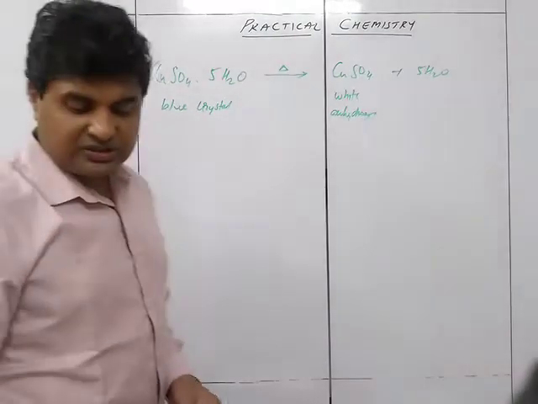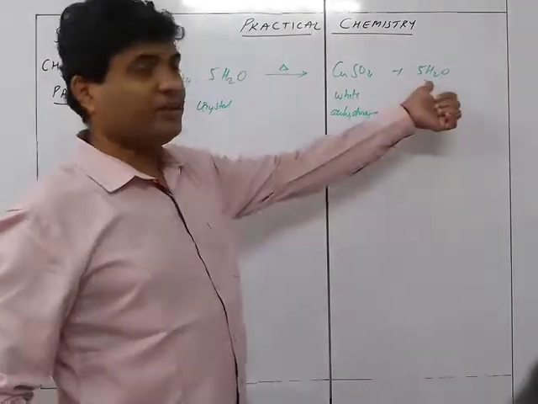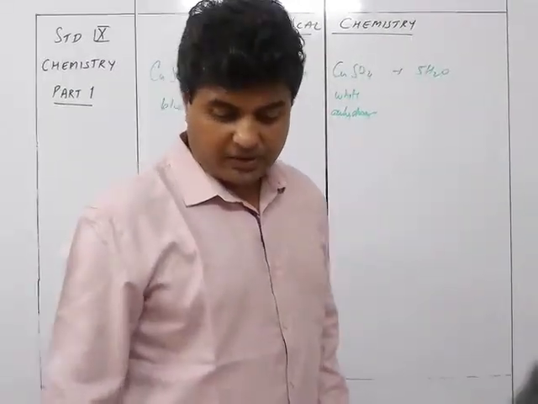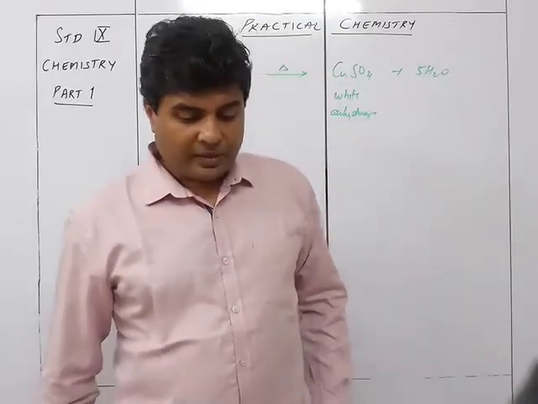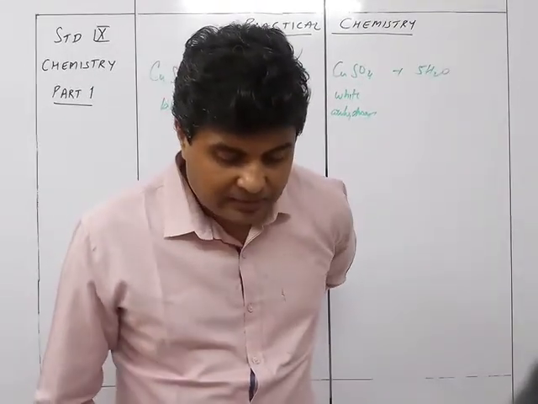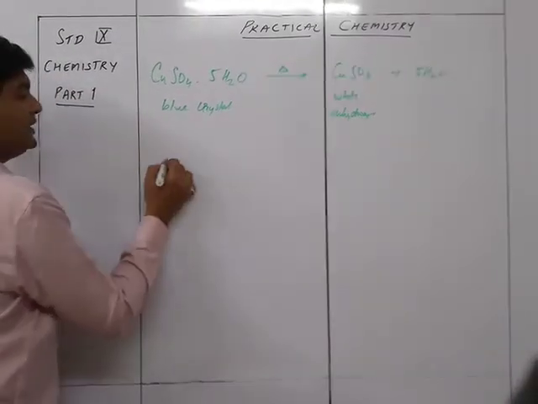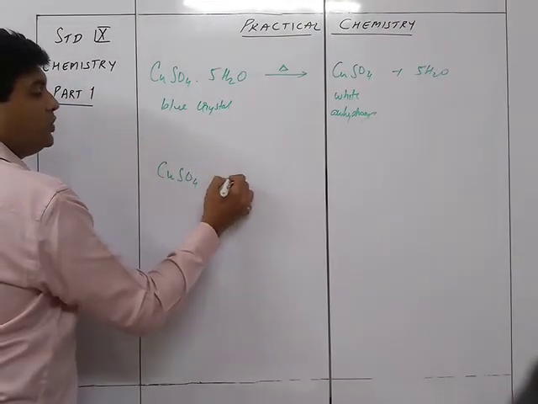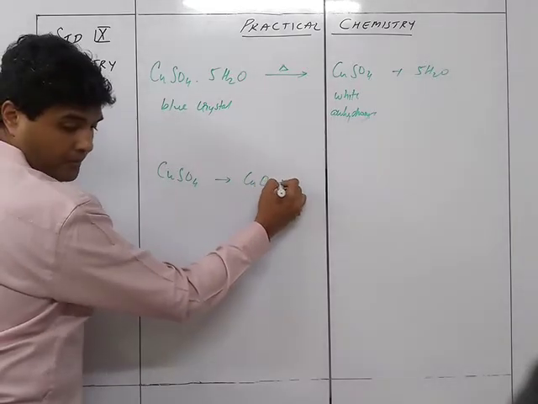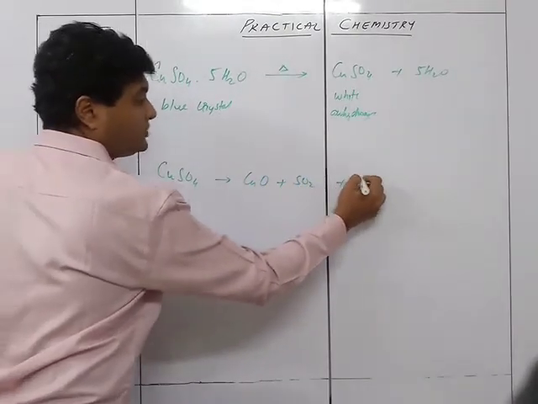So the blue colored crystal is going to turn into white, and you can test for H2O over here by cobalt chloride paper turning pink. So that is one part. And in case you strongly heat it, then CuSO4 is going to turn into CuO plus SO2 plus O2.